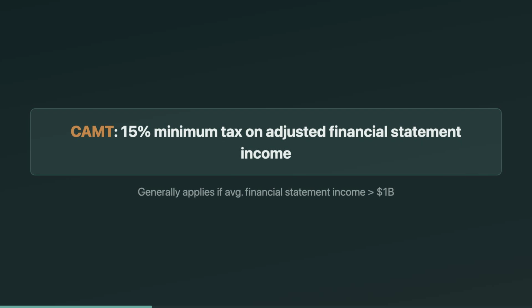On the EA exam, they love "AMT is gone, except it isn't." The old corporate AMT was repealed, but the Inflation Reduction Act created the Corporate Alternative Minimum Tax, or CAMT. At a high level, it's a 15% minimum tax based on adjusted financial statement income, and it generally targets very large corporations averaging over $1 billion of financial statement income.